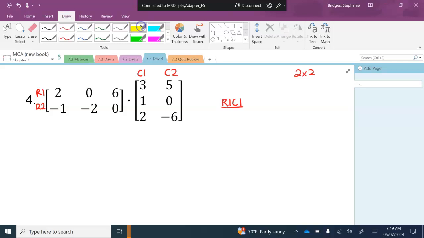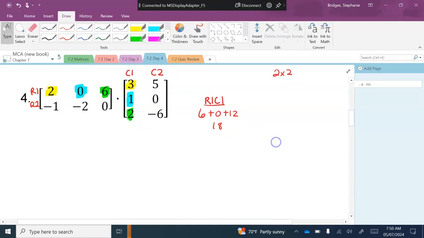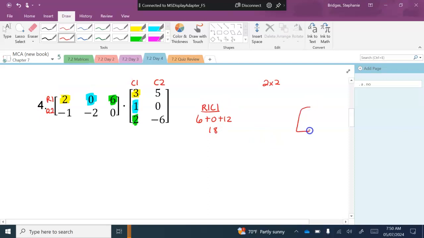So again, we're going to multiply. I'm just doing it again on here. 2 times 3, that gives me 6. And then I'm going to go 0 times 1 across and down. That gives me 0. And then I'm going to go 6 times 2, which gives me 12. And that gives me 18, which in my answer, come over here, row 1, row 2, column 1, column 2, is going to go there. See how it's basically the same once you figure it out?